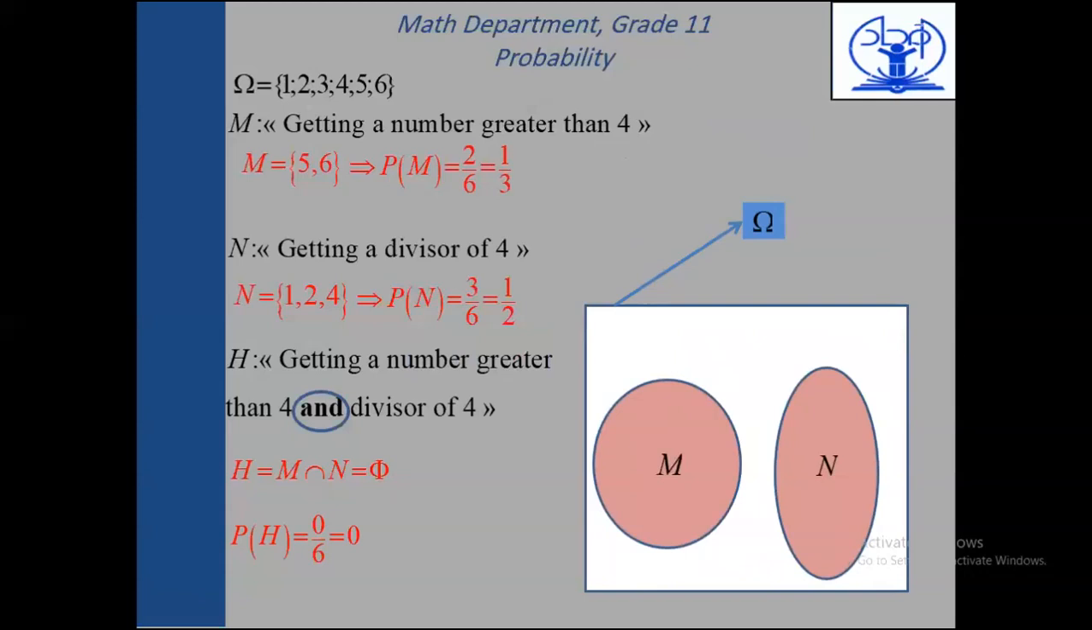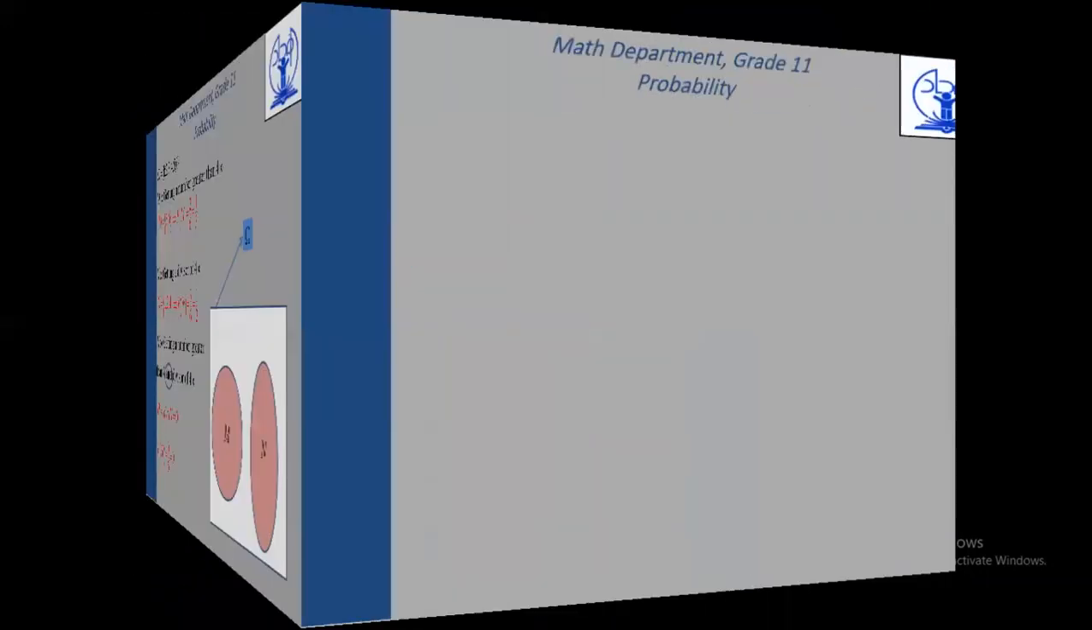And this is a Venn diagram that models this situation. The two sets are disjoint. There is no intersection or overlapping between these two events or sets.